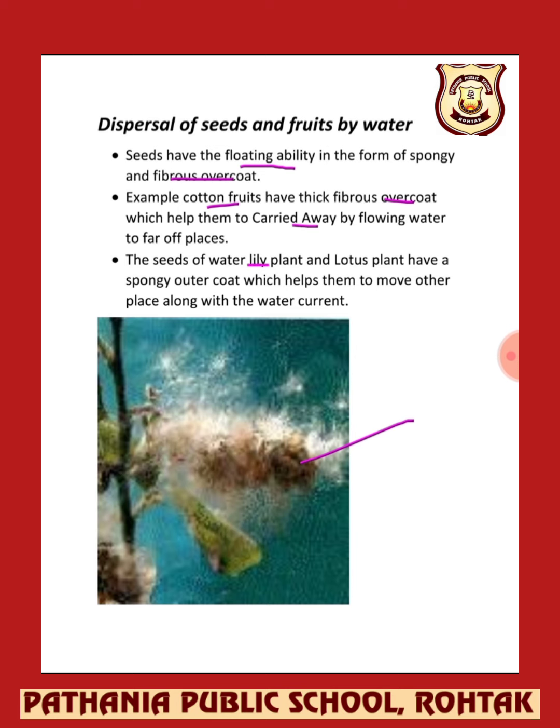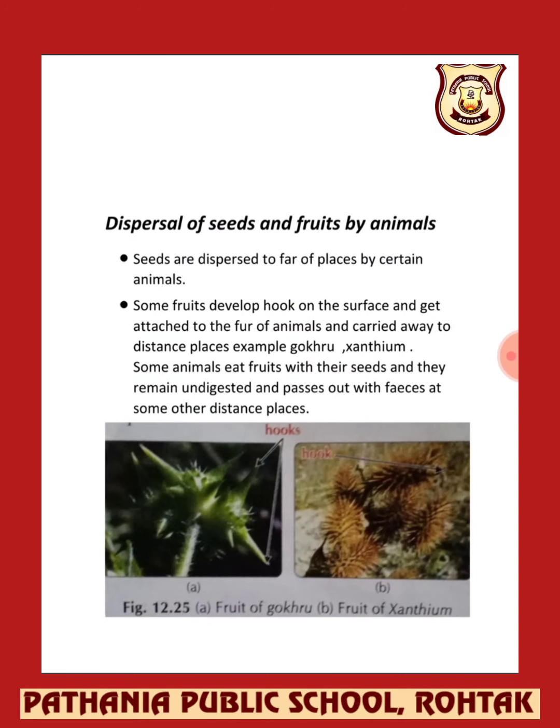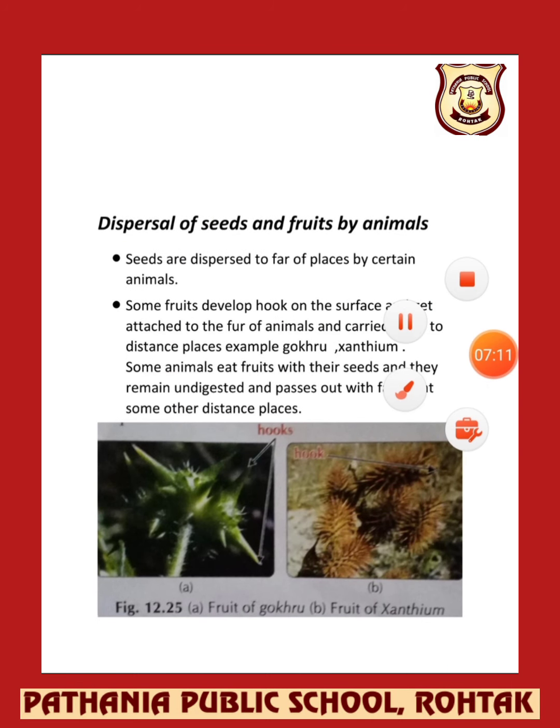This is the water lily plant, and it can go from one place to another. The seeds can travel with the lotus plant also, because they have spongy overcoats which are very light in weight and help them to float from one place to another. You can see the dispersal of cotton fruit by the water also, coconut fruit of course. With the water flow from the beaches, they go from one place to another, and we will find new cotton trees over there.